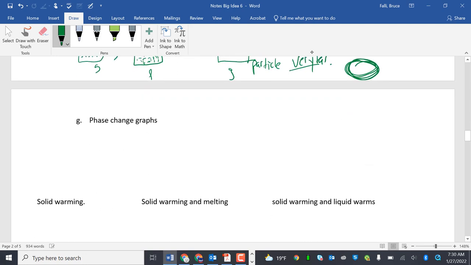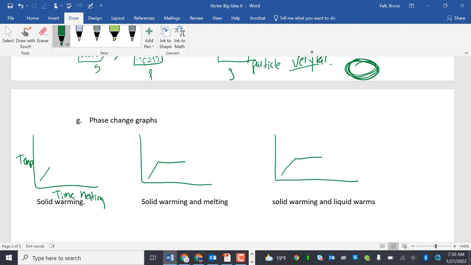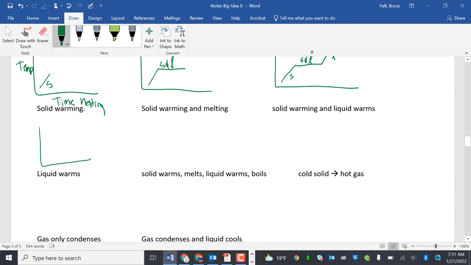Okay. So, phase change graphs. Solid warming. This is time of heating. This is temp. Solid warming and melting. Warm. Melt. Warming, melting, liquid, warm. I'm adding solid and liquid. Solid, solid and liquid. Pure liquid. Liquid warms. Solid warms, melts. Liquid warms, boils. So notice phase changes are plateaus.